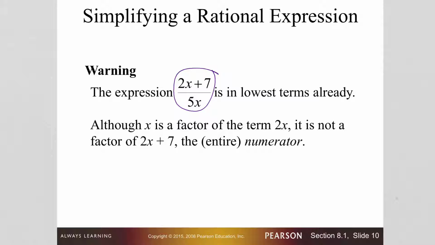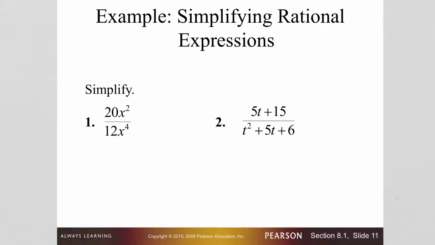Let's take a look at some that aren't. All right, number 1 right here is a lot like what we did back in Unit 2. So we are allowed to divide out the factors that they have that are the same. So 20, I can write that as 4 times 5. 12, I can write that as 4 times 3.